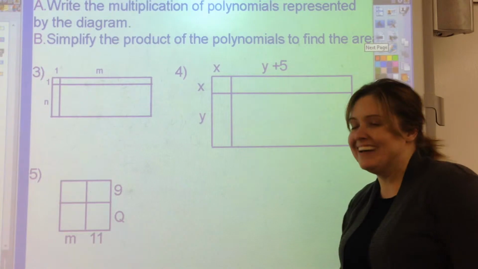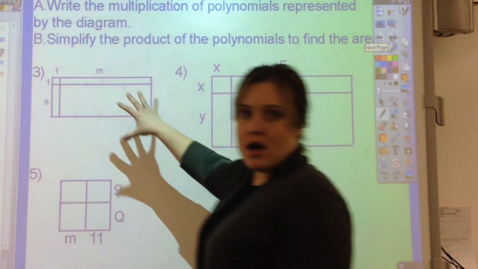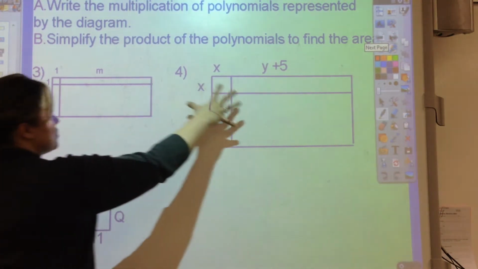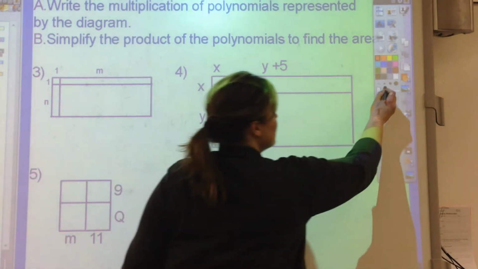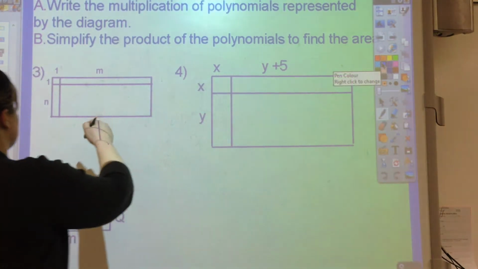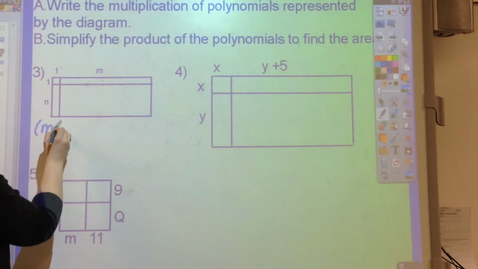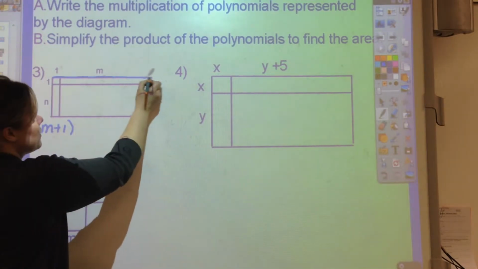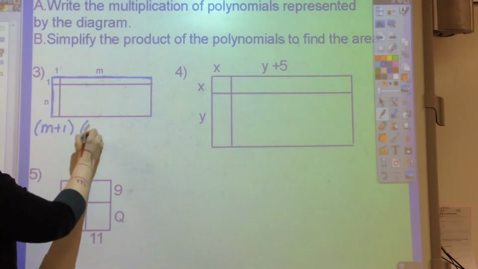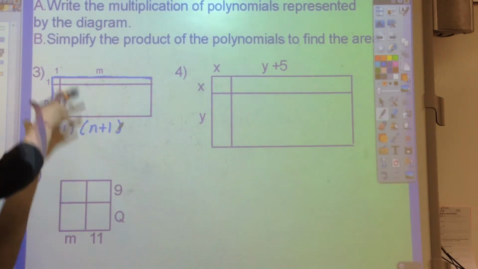All right, let's get to something a little bit easier. Here we're going to find a multiplication expression to show the area of these 3 shapes. And then we're going to simplify it into a polynomial to actually find the area. So in this one right here, it looks like I have a total length of m plus 1. Hopefully you'll agree with me on that. And I have my length right here, and I have a total width of n plus 1.